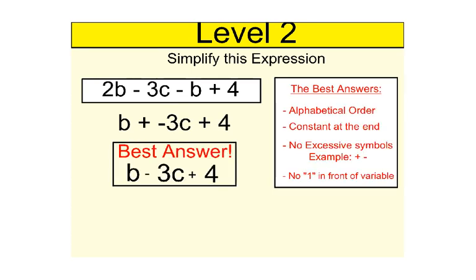Alphabetical order, check. It had the B first, then the C, then the 4. Constant at the end, check. No excessive signs. Now, this one we did have to write. If you look, and I wanted to make sure that you saw both answers at the same time, this has plus a negative. I changed it to just minus C, and that's how I did this step right here. And then the no 1 in front of the variable we took care of at the beginning. It was 1B. We just wrote a plain old B. Okay, so this is my best answer right here in the box.